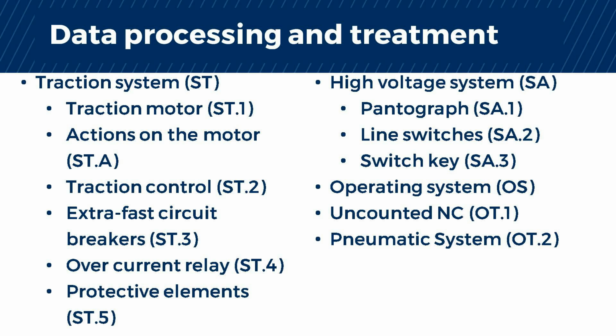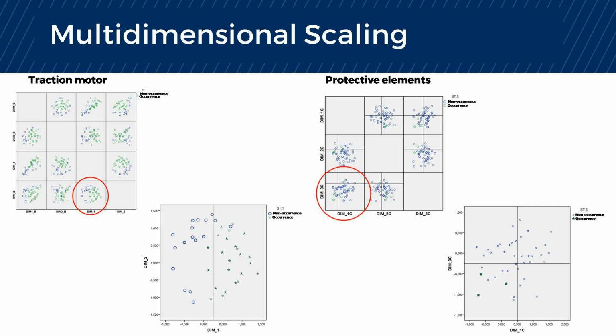Traction system subdivided in traction motor pieces, actions on motor, traction control, extra fast circuit breakers, overcurrent relay, and protective elements. High voltage system subdivided in pantograph, line switches, and switch keys. The other 3 are not essential electrical equipment. They are the operation system, errors or duplications, and the pneumatic system.